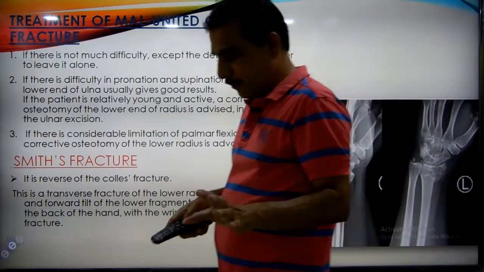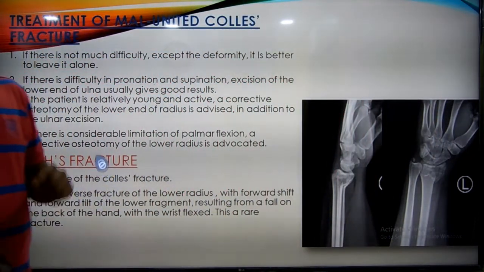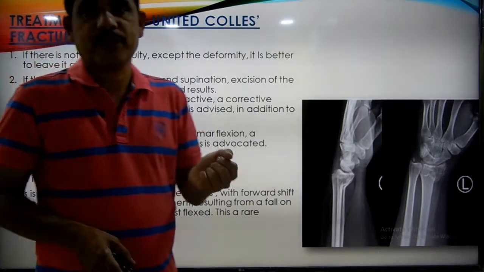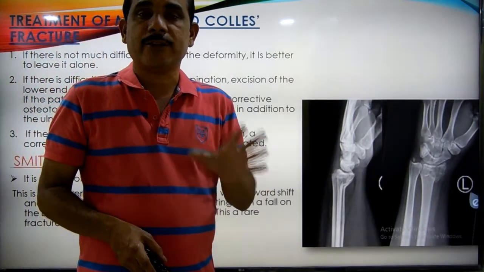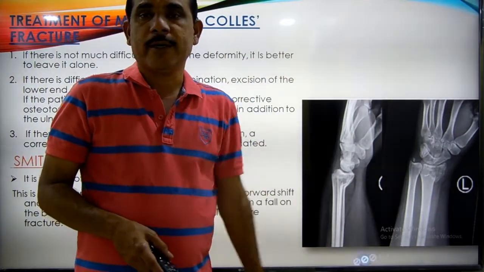Even though there is malunion and deformity is there, if there is no disturbance in the movements of the wrist or in the activity, this should be left as it is. Don't go for the correction of it.